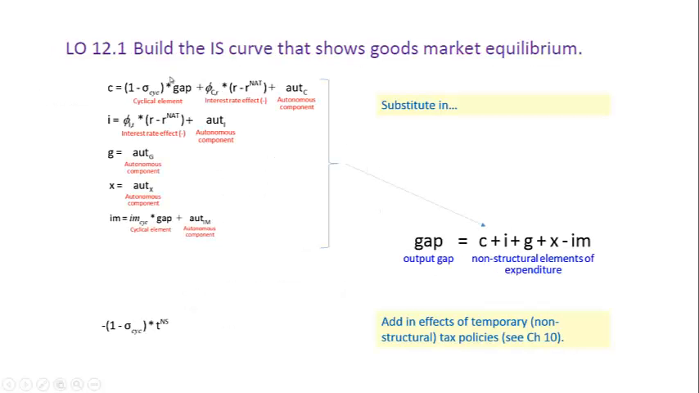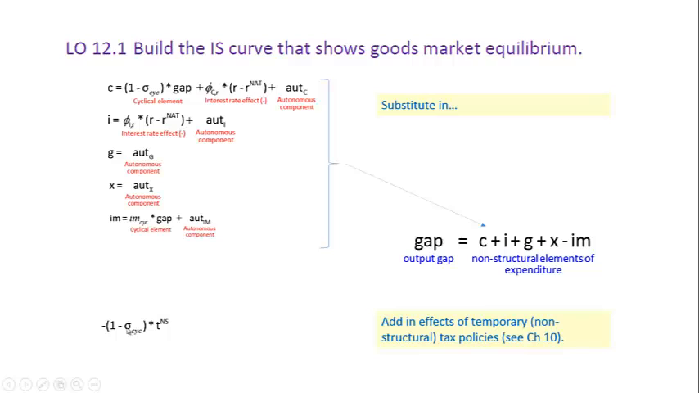So now we have some what should be familiar equations. This is our new non-structural consumption and our new non-structural investment. These carry over from Chapter 10: non-structural government, non-structural exports, and non-structural imports that also include a cyclical element. So the idea is that when output goes up, our income goes up as well. We spend some fraction of that in more imports. We substitute everything in. What we've done is we've added some interest rate effects here.